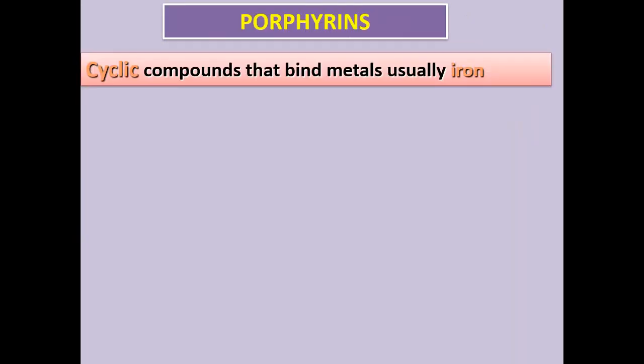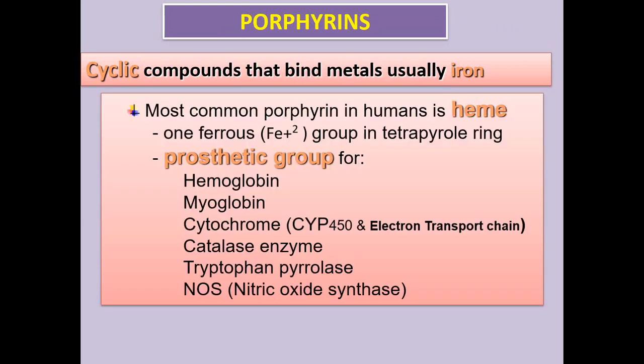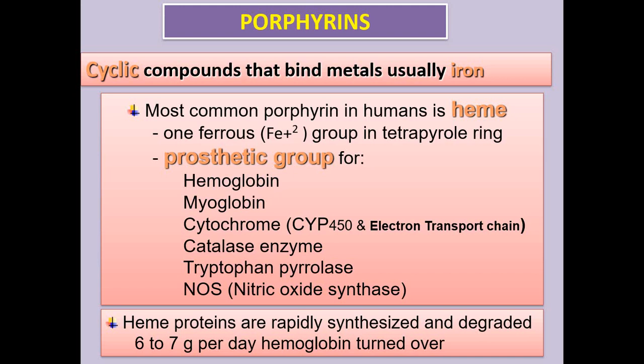So, porphyrins. What are porphyrins? They are basically cyclic compounds that bind metal ions, usually iron, but they can bind any other metal also. The most common porphyrin in humans is heme, with one ferrous ion in the tetrapyrrole ring, which acts as a prosthetic group. Heme proteins are rapidly synthesized and degraded. 6 to 7 grams per day of hemoglobin is turned over.